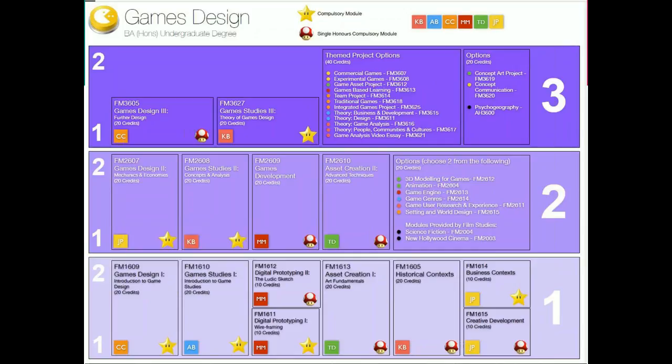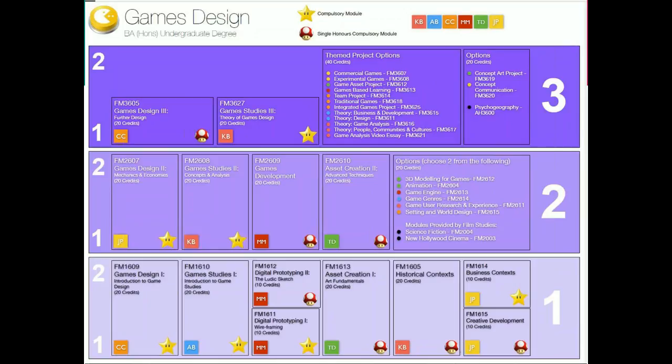So if you're doing games and creative writing, for example, or games in film and television, everyone takes the stars. Only single honors take the mushrooms. So creative development is for only single honors. And that is about looking at fun, strange, weird, creative games that we wouldn't otherwise get a chance to study.